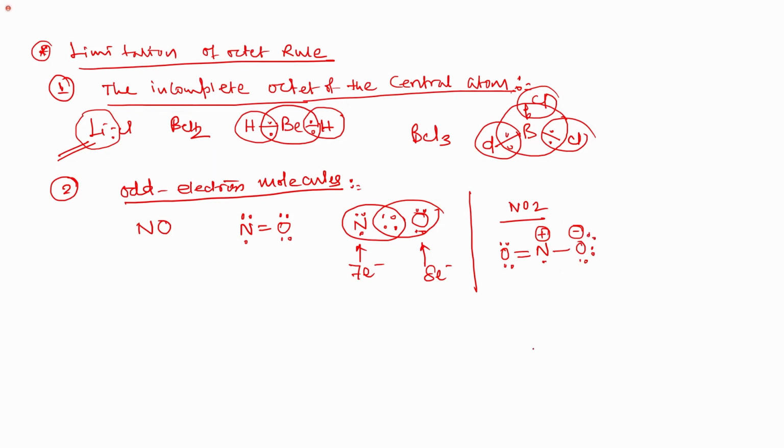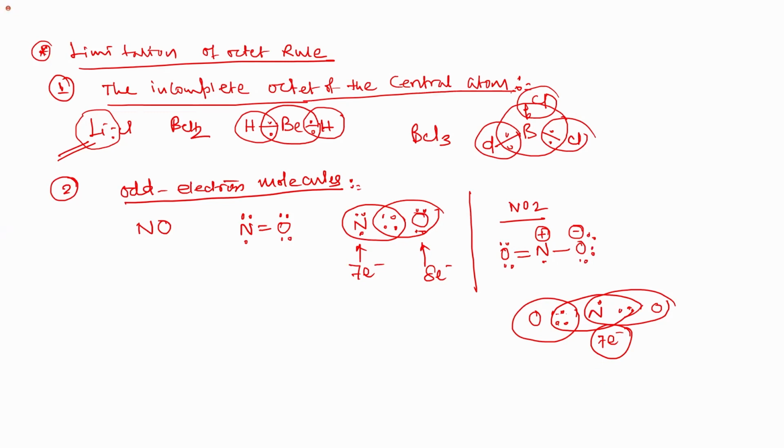If I draw the Lewis dot structure, what will happen here? There will be the bonding here, and there will also be the bonding here, and 2 bonds are there. Okay, so this will be that. If you see this nitrogen atom, there is 1 electron. So the total number of valence electrons is 1, 2, 3, 4, 5, 6, 7. Here also 7 electrons are present. So it is the odd electrons.